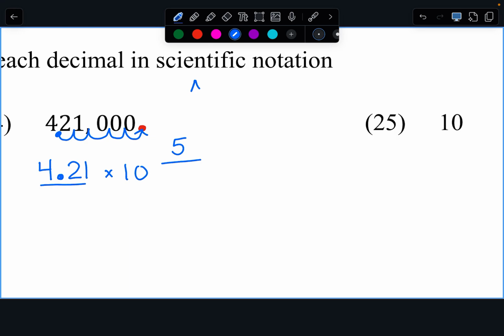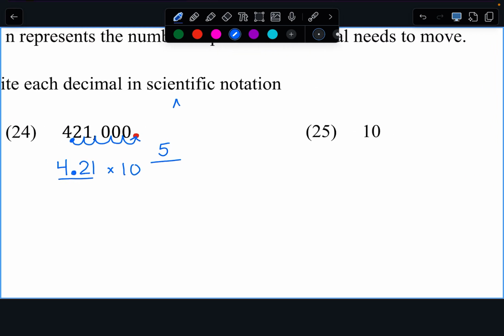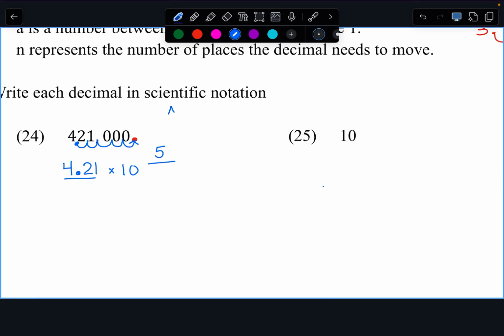Okay. Awesome. All right, what about number 25? Something times 10 to some power. Where would I have to put the decimal? Right now, it's after the 10. Where do I want it to be a number between 1 and 10? Between 1 and 0? Yeah. So we want this to be 1.0, and I had to move it 1 spot. 1.0 times 10 to the 1st. Okay?